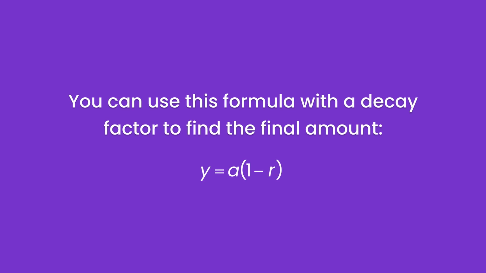You can use this formula with a decay factor to find the final amount. Y equals A times the quantity 1 minus R.